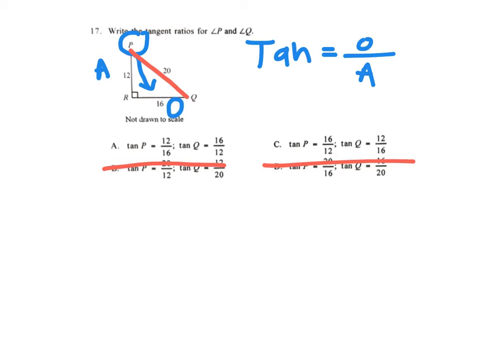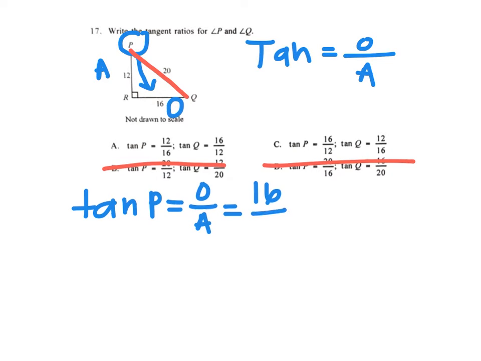Now if I'm looking for tangent of P, we're going to do opposite over adjacent. So my O over A, O is 16, and A is 12. So tangent of P is 16 over 12. It looks like our answer should be C, but let's double check.